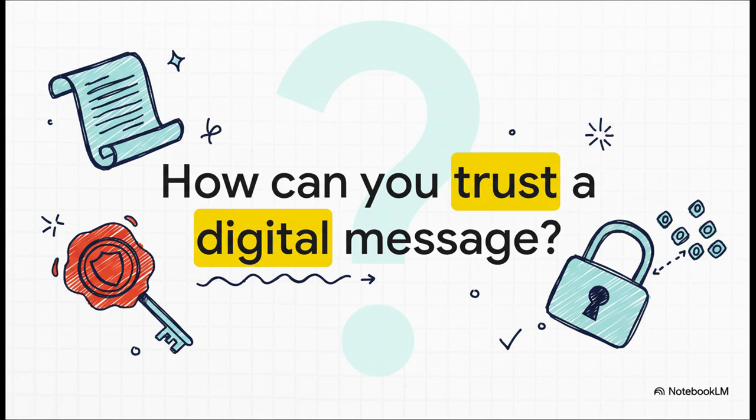Okay, so let's get right to it. The biggest problem in all of digital communication really boils down to one word: trust. When you get a message, an email, a file, whatever it is, how can you be 100% sure it came from who you think it came from? And maybe even more importantly, how do you know it wasn't messed with along the way? This is the exact challenge MACs were built to solve.